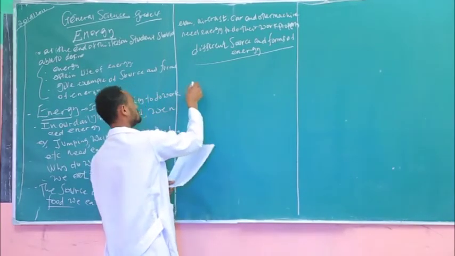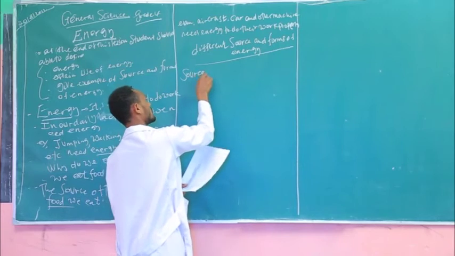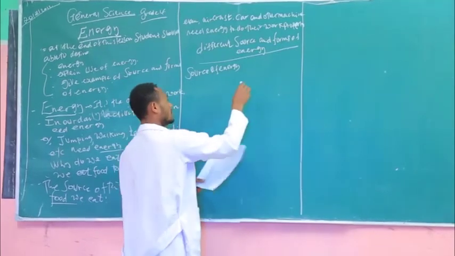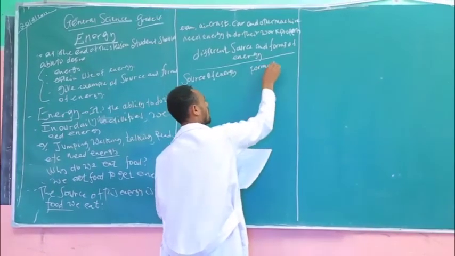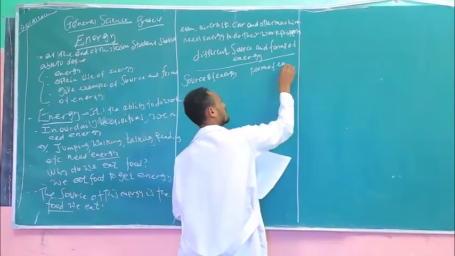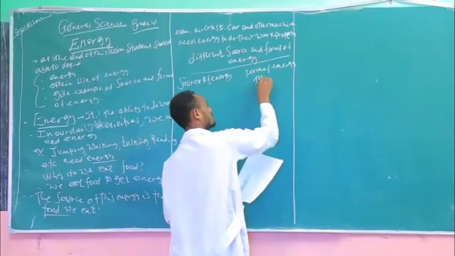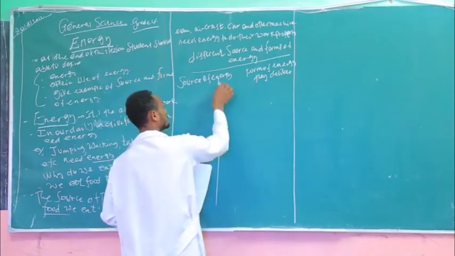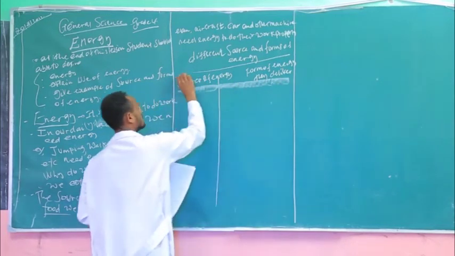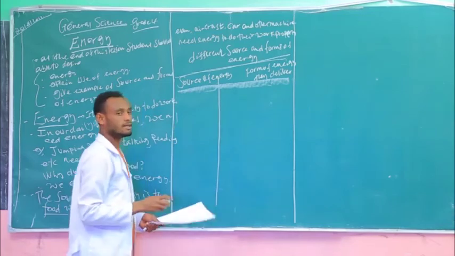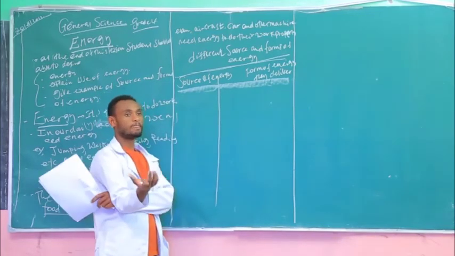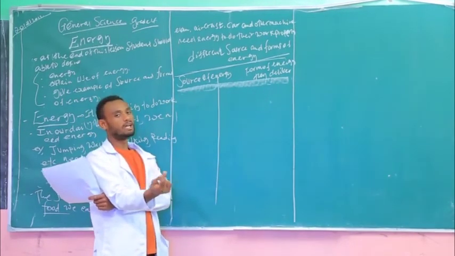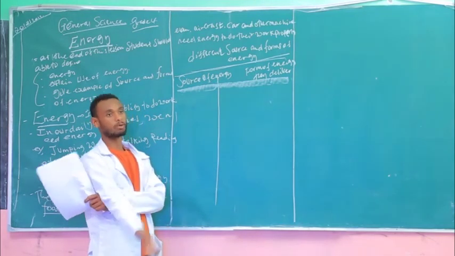For example, look, this is the source of energy, and then the forms of energy, in which they deliver. First, different sources of energy are there, but those different sources deliver energy in different perspectives or in different forms.